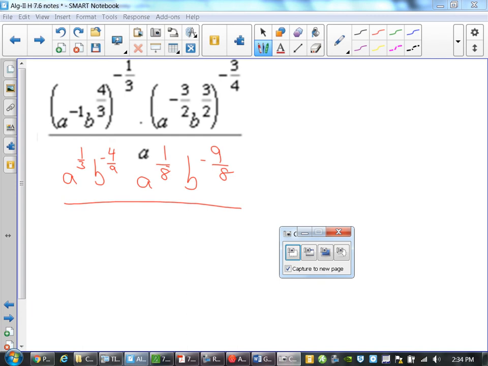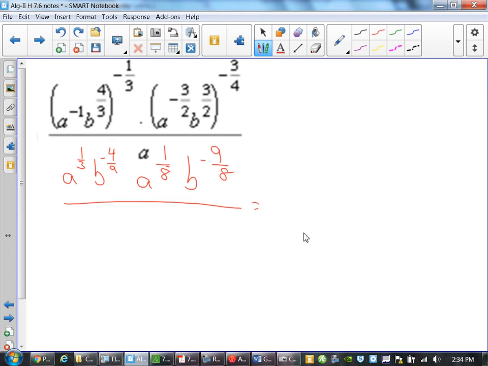So far, so good? Now, I have two exponents that aren't happy with the b's. So I'm going to rewrite this. I have a to the 1/3, a to the 1/8, over b to the 4/9 and b to the 9/8. Now's where the calculator comes in handy. Same base being multiplied, which means you just add your exponents. So I have to figure out what is 1/3 plus 1/8, and what 4/9 plus 9/8 is.